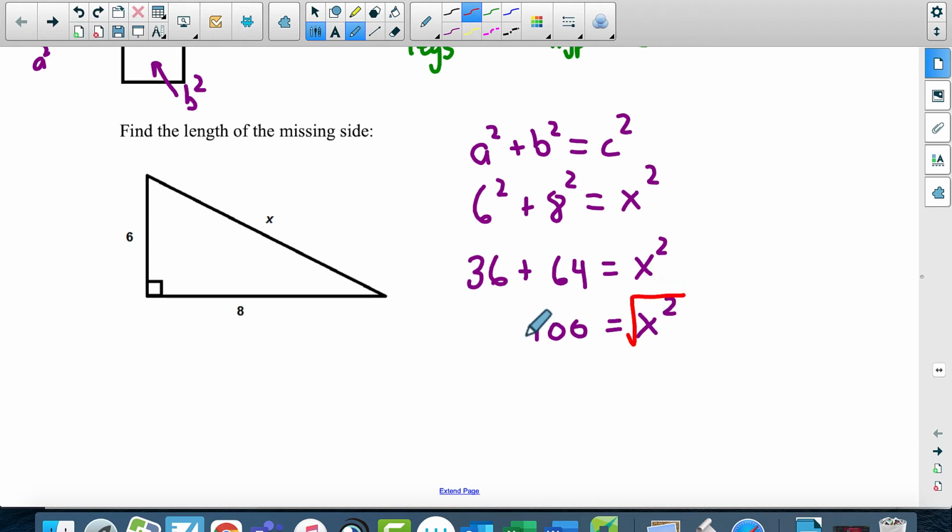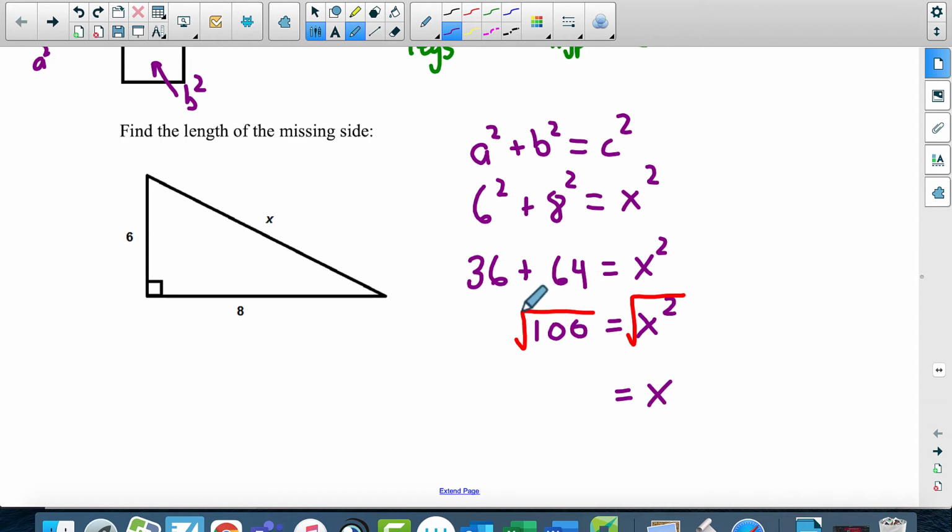And what we do to one side, we also do to the other. You take the square root of both sides. Let's look at the right-hand side first. Square root of x squared. You're squaring and square rooting. Remember, those are opposite operations. They undo each other. So if you square and square root, you're just left with the x.